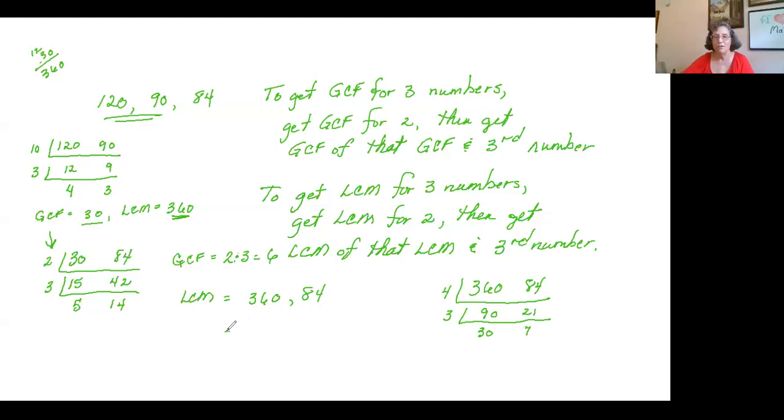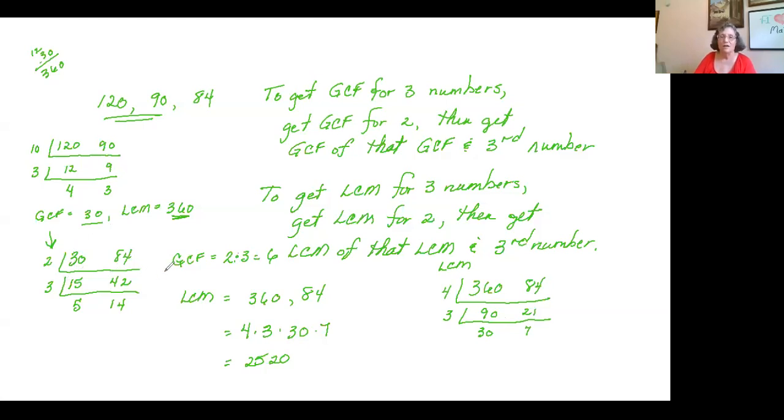So the least common multiple is going to be 4 times 3 times 30 times 7, which comes out to 2,520. So you have to do the least common multiple for 3 separate from doing the greatest common factor for 3. But it still works out pretty good.